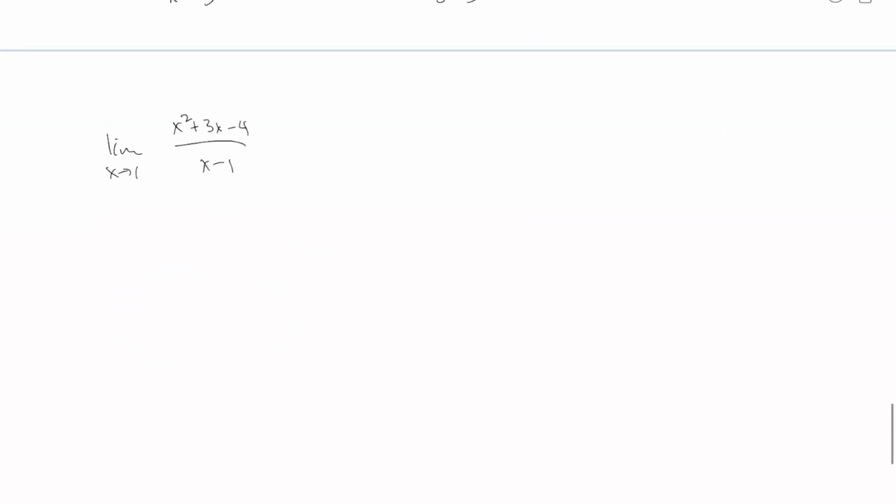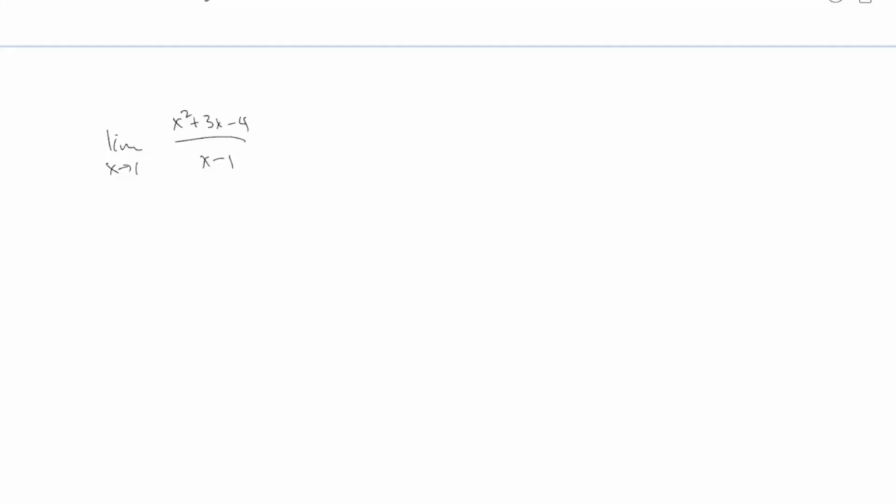This one, you really do have to go through all of the business about resimplifying and canceling stuff. But anyway, you should start by trying to plug this in. 1 squared plus 3 times 1 minus 4, divided by 1 minus 1. This is indeed 0 over 0, which means I need to go back here and simplify. The proper thing to simplify would be factoring the top.